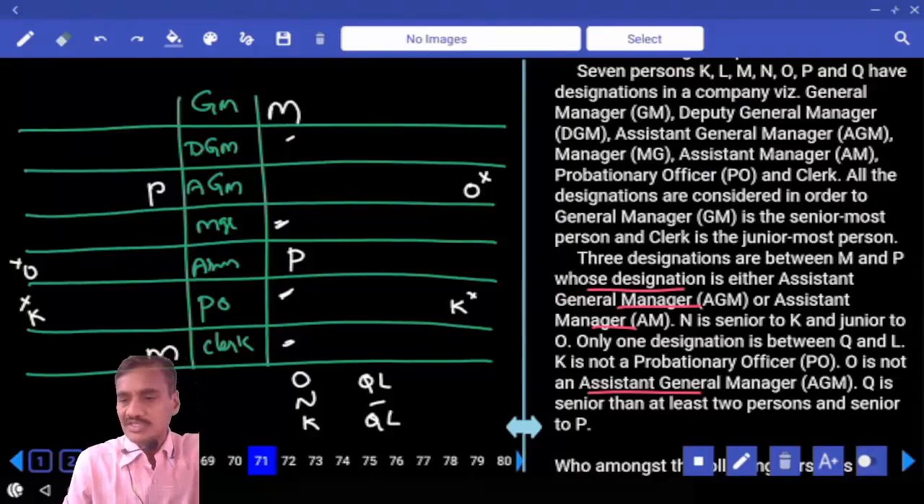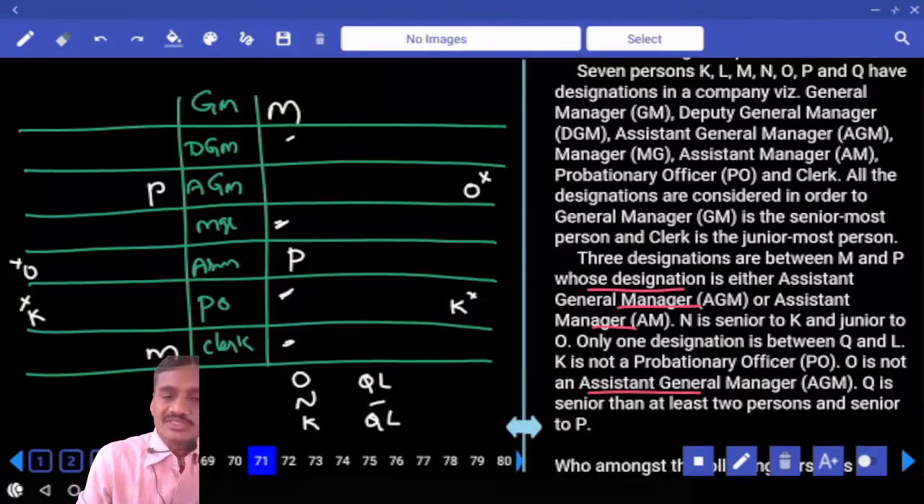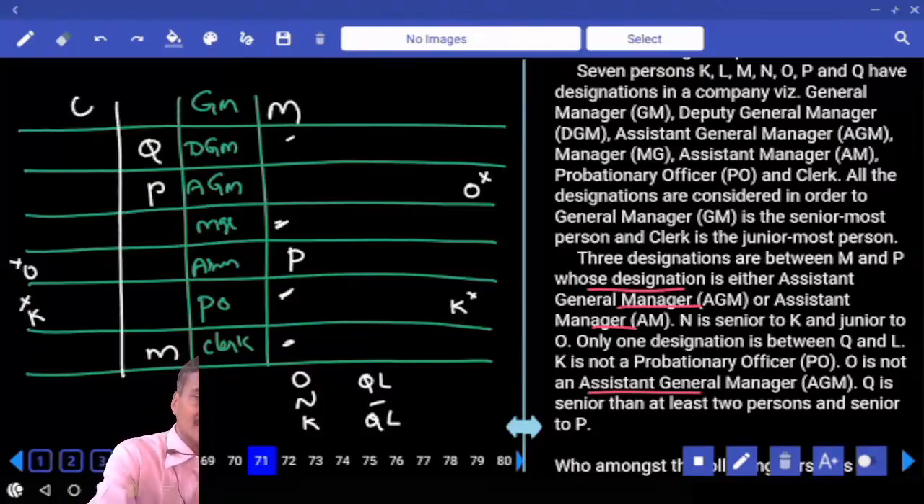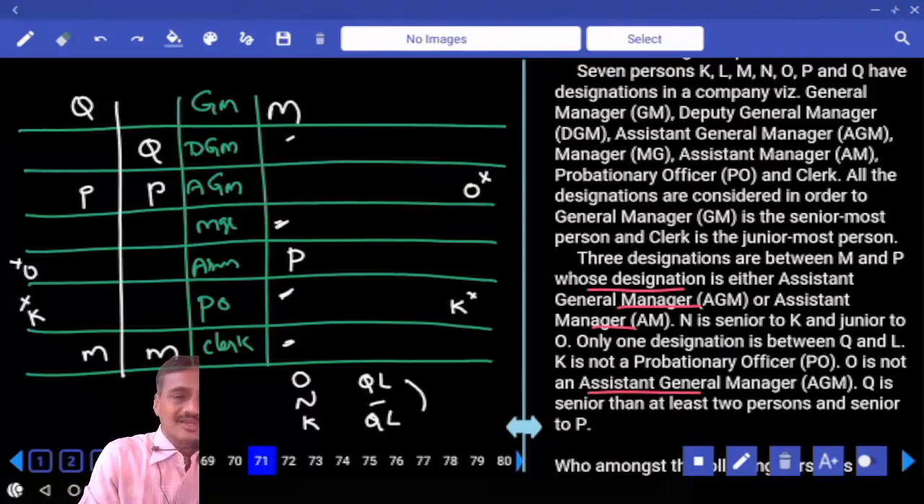And Q is senior than at least 2 persons and senior to P. Q is senior than at least 2 persons, and is senior to whom? Senior to P. As senior to P, we can have Q at this place or at this place. Now P and M. Now in this case what happens? O and K. Now Q and L must be in the alternate places.